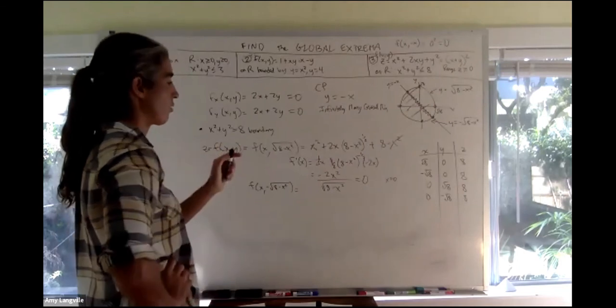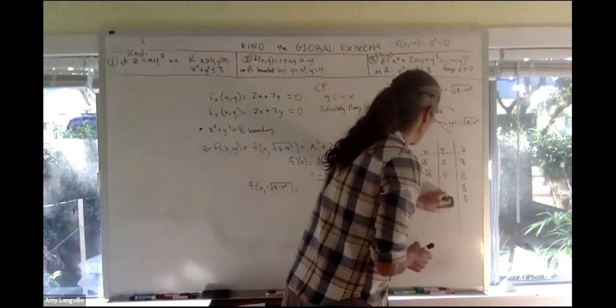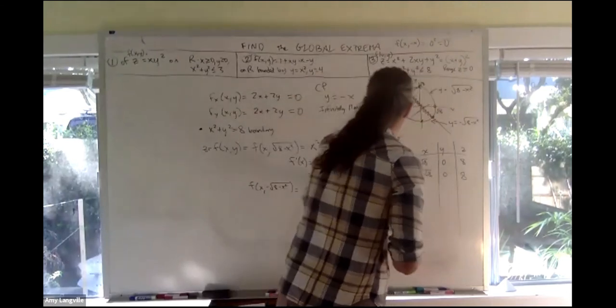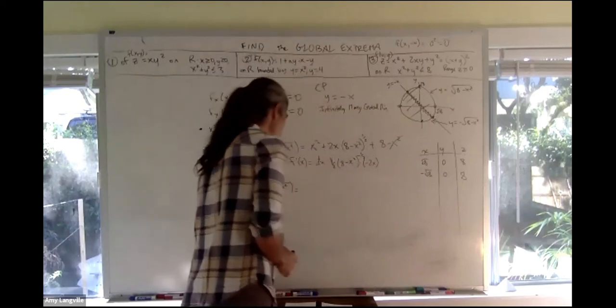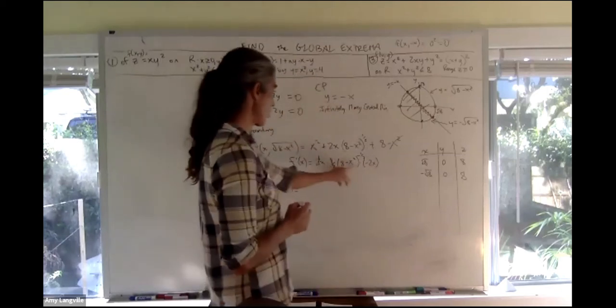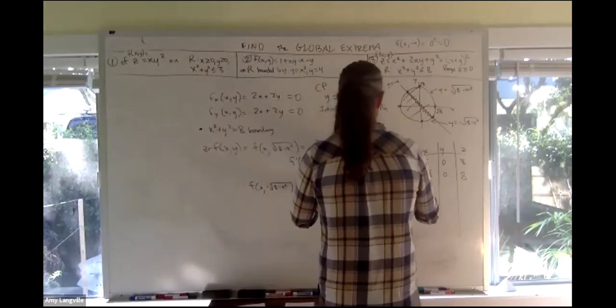Oh, I forgot the second half of the product rule. Yeah, that's what I've done. Let's take these out for a minute. I just did the first half of the product rule. First times derivative of the second, plus second times derivative of the first.